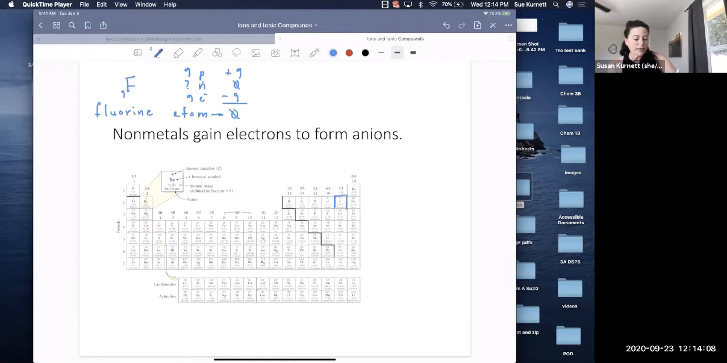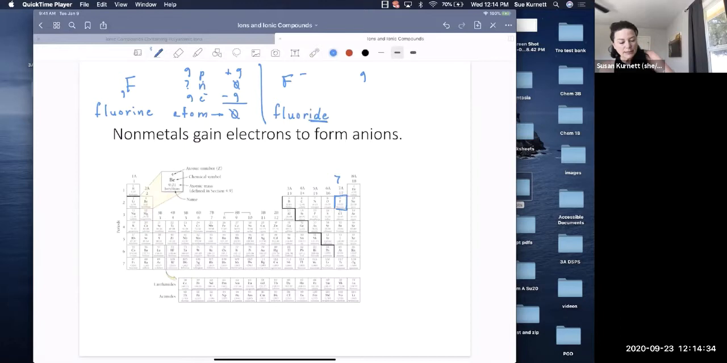So here's fluorine in group 7, not stable. When it becomes stable by gaining electrons, it gains 1 electron. And then we call it fluoride. So for anions, when the atom gains electrons to become stable and isoelectronic with a noble gas, the name changes and there is the "ide" ending.